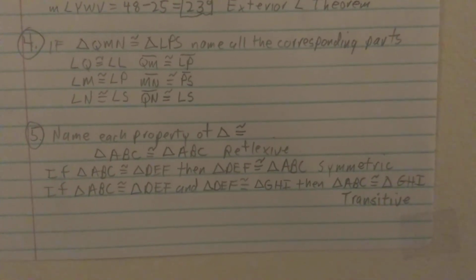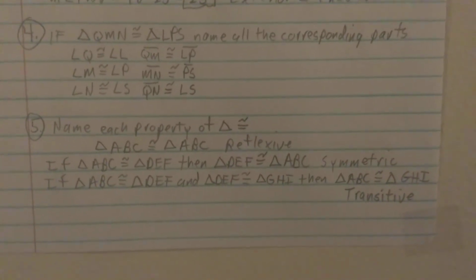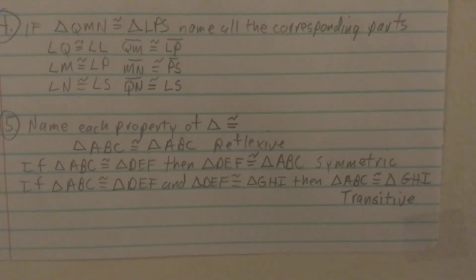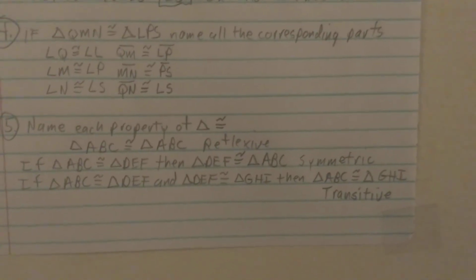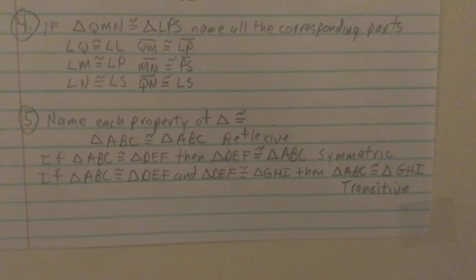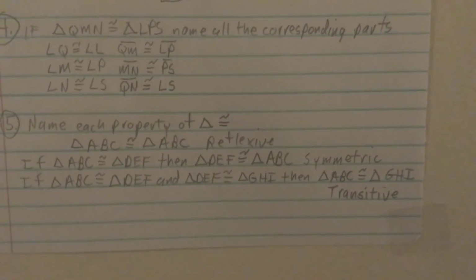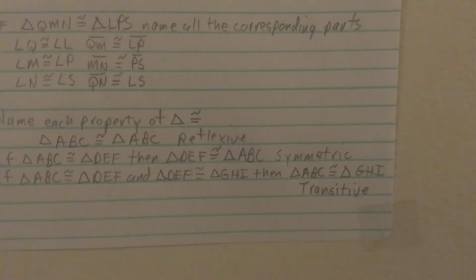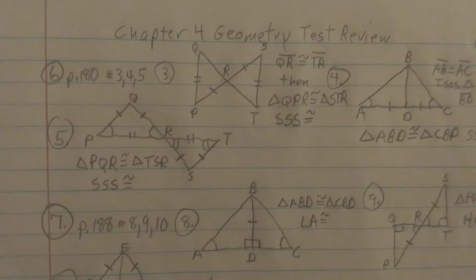Now for 5, we say name each property of triangle congruence. Triangle ABC is congruent to triangle ABC, which is reflexive. If triangle ABC is congruent to triangle DEF, then triangle DEF is congruent to ABC, just reversing the order. That's called the symmetric property. And if triangle ABC is congruent to triangle DEF, and triangle DEF is congruent to GHI, then the first triangle ABC is congruent to the third triangle GHI, which is transitive, which we've done a lot with.